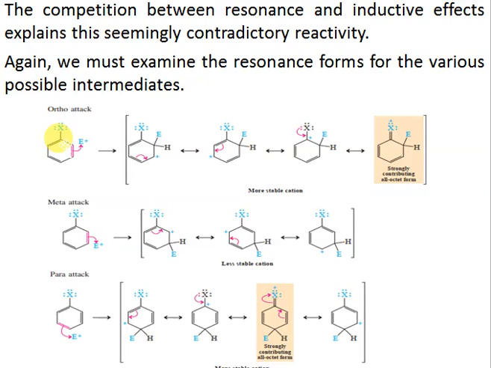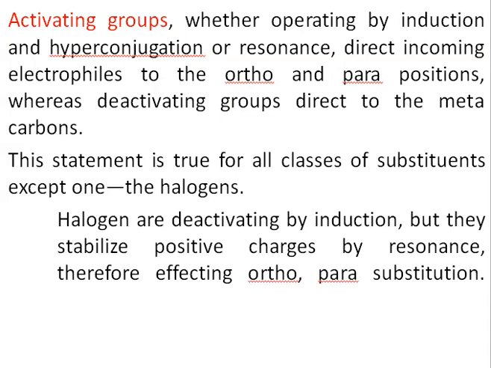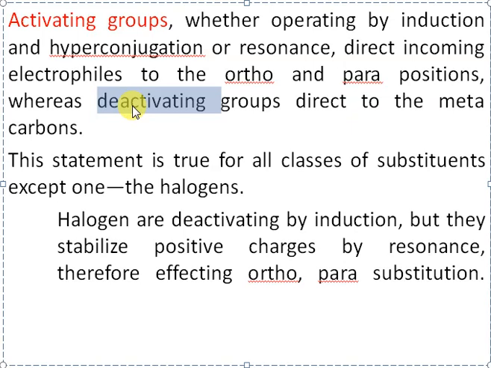So halogens are exceptional because they are the only groups which are deactivating the benzene ring, but still they are ortho-para directing, right? So here we have a summary. The activating groups, whether they are activating the benzene ring by means of inductive effect, resonance effect, or hyperconjugation, always direct the electrophile to ortho and para positions, whereas all the deactivating groups direct the incoming substituent to the meta position, right? This statement is true for all substituents except for halogens. So halogens are deactivating by inductive effect, but instead of being meta directors, they still give the ortho and para product, right? Why? Because they stabilize the positive charge by means of resonance, right?